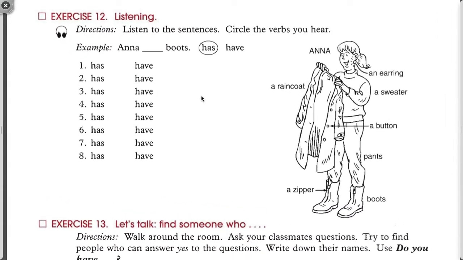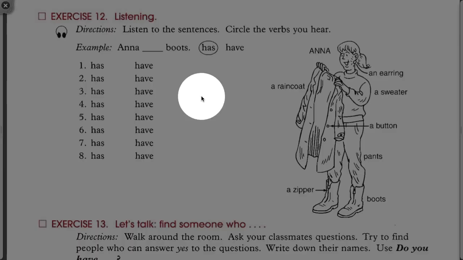Listening. I'm going to read the script and you circle the verb that you hear. Circle either have or has. Okay?